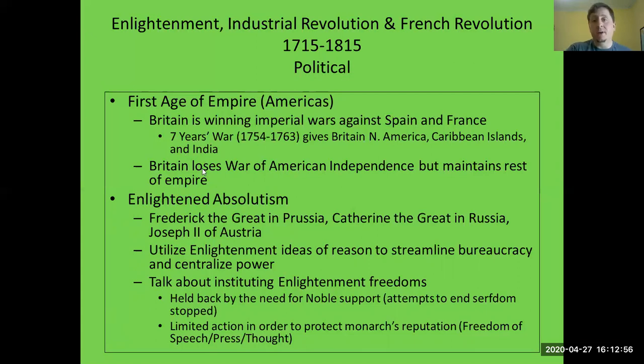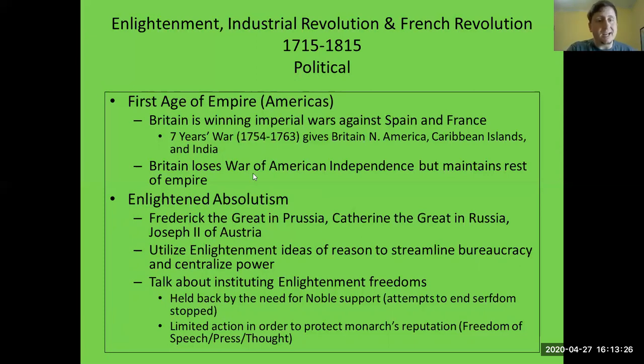Britain loses the War of the American Independence. Obviously, that's why we are a country, but it does maintain the rest of its empire. By winning these wars against Spain, they win the right to trade with Spanish colonies in this area. And so Britain is rising on a global stage, while many of the rest of these European countries are stuck staring just at Europe. Britain is expanding well beyond the horizons of Europe.